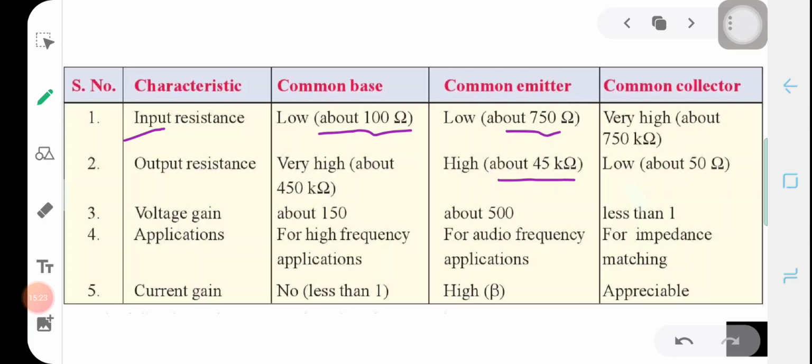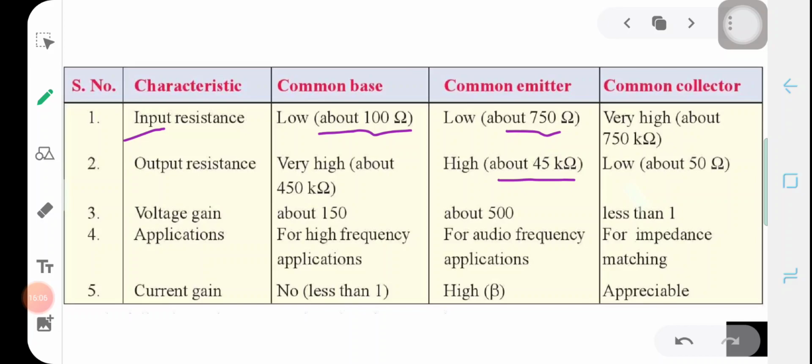And also if we consider these resistances, input and output resistances, the difference between input and output resistances in the case of a common base and common collector are very high. Very high means common base is having around 450 kilo ohms of difference, and common collector will have around 750 kilo ohms of difference in input and output resistances. But if we consider the common emitter transistor, it is having a difference in the input and output resistance of a few kilo ohms only.